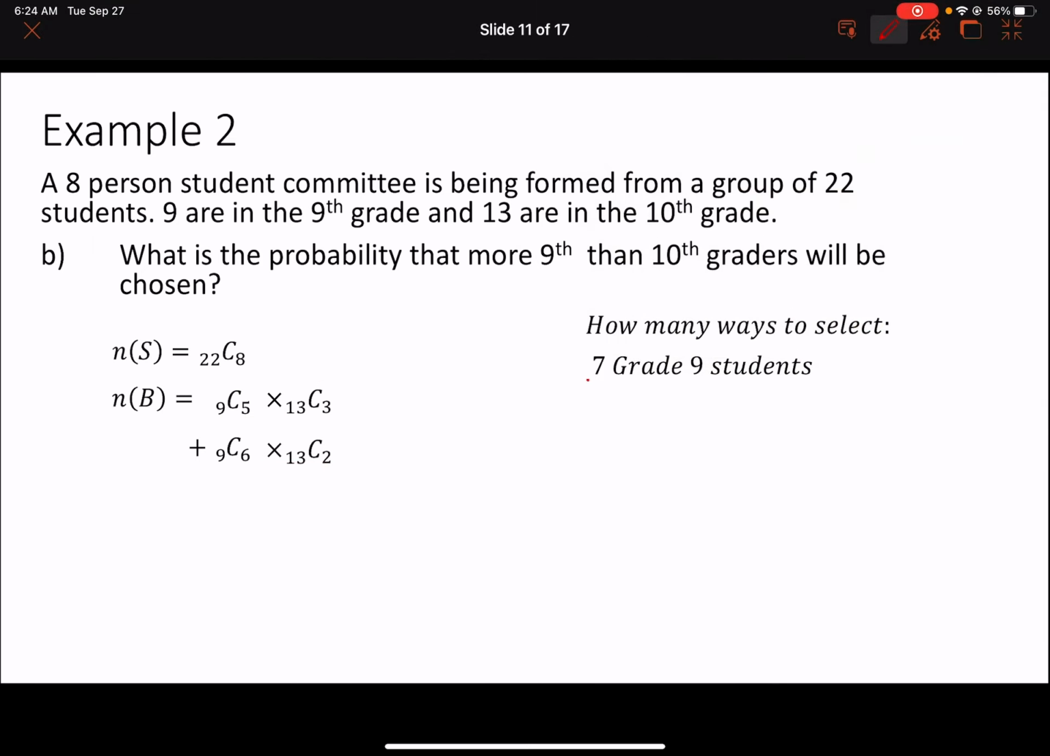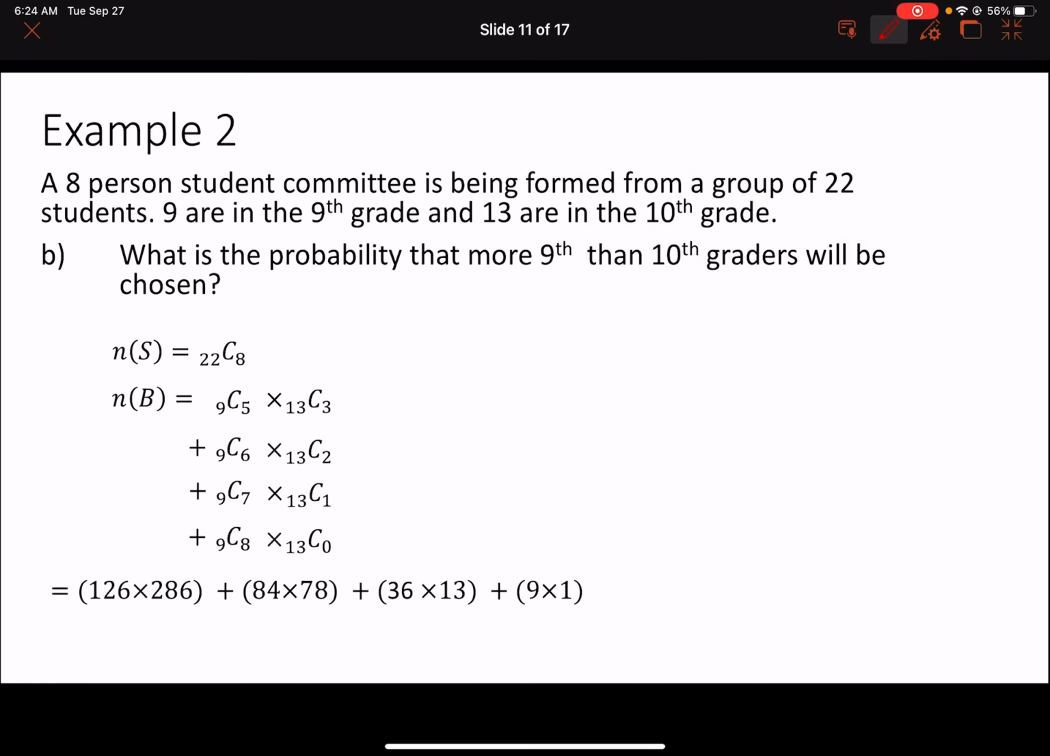And then finally, 7 grade 9 students. Well, if we choose 7 grade 9s, we have 9 choose 7. Multiply that by 13 choose 1. We only have 1 place, and only 13 ways to choose the grade 10s. And finally, how many ways to select 8 grade 9 students? Well, that's 9 choose 8, multiplied by 13 choose none. And we add all those up, and we get 43,000.